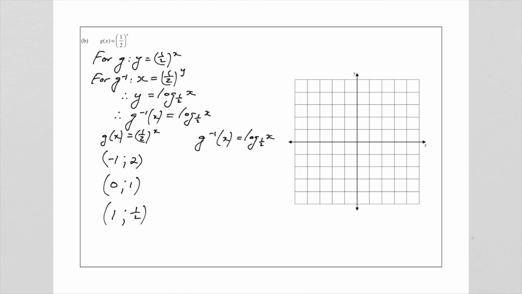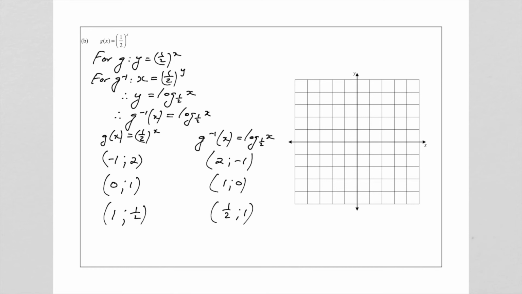And now we can easily write down the 3 points for the inverse. We don't need to calculate them. And that will be (2, -1), (1, 0), (1/2, 1). And now we're going to plot these points, and we're going to draw these graphs, and after that we're going to draw the line of symmetry. So let's plot these points.